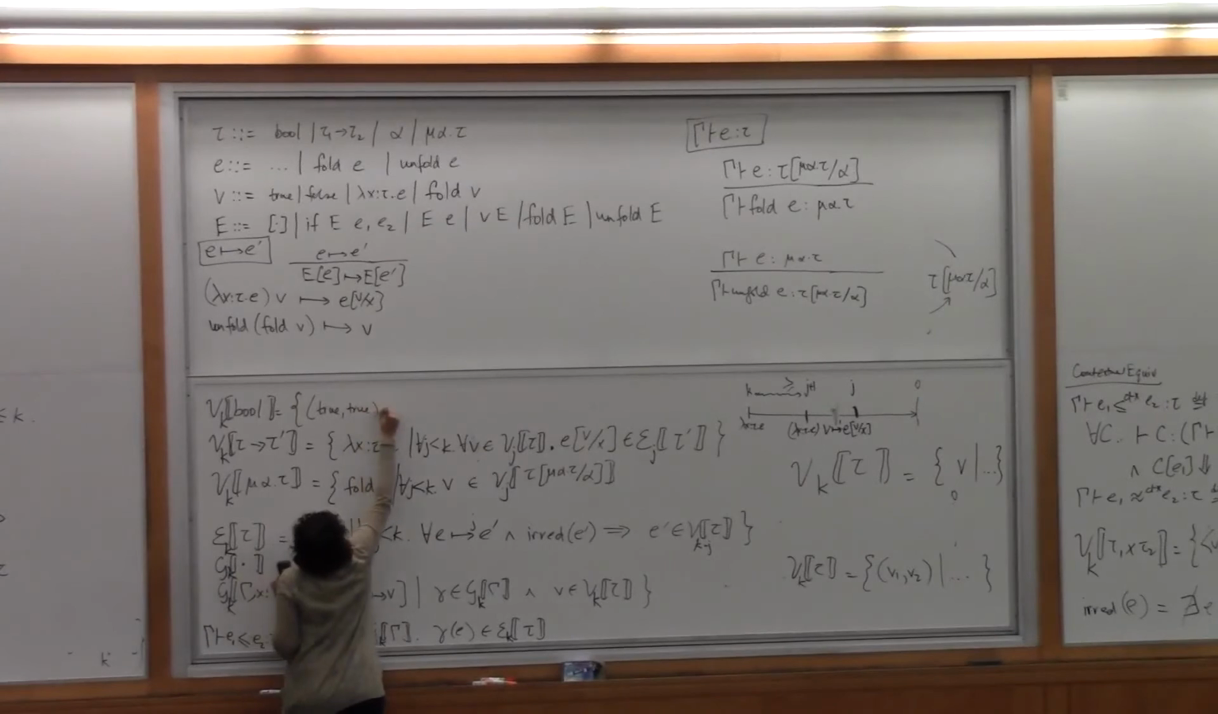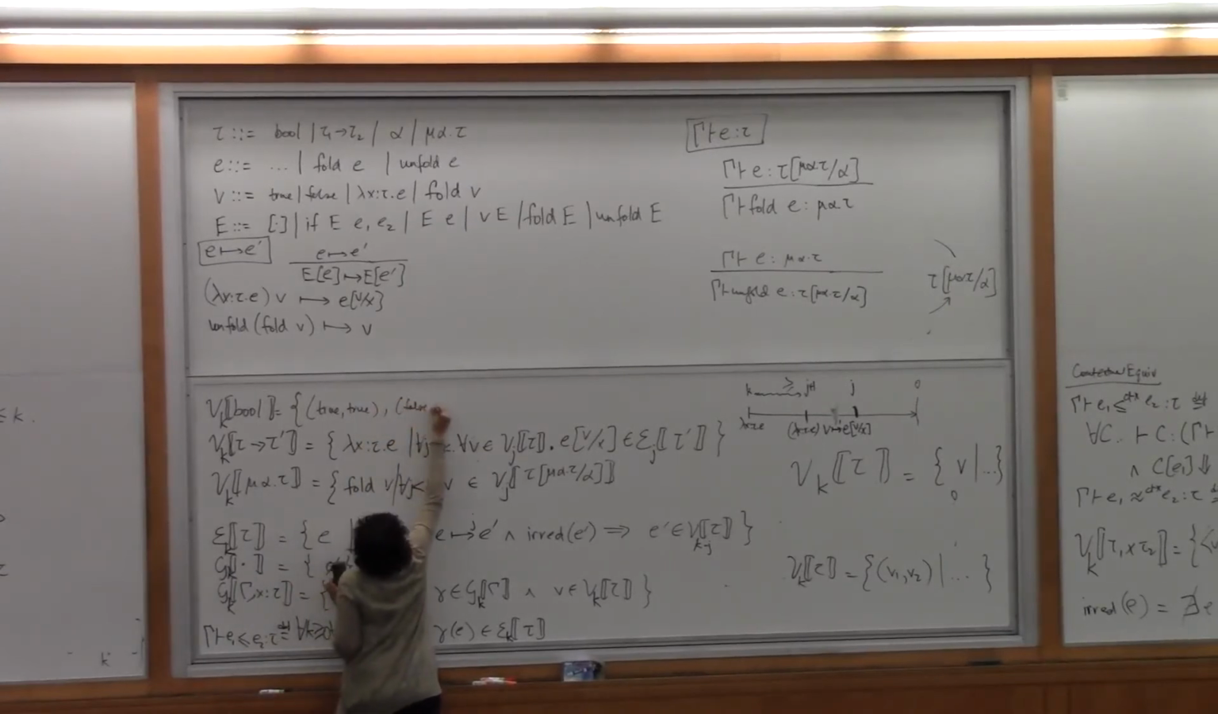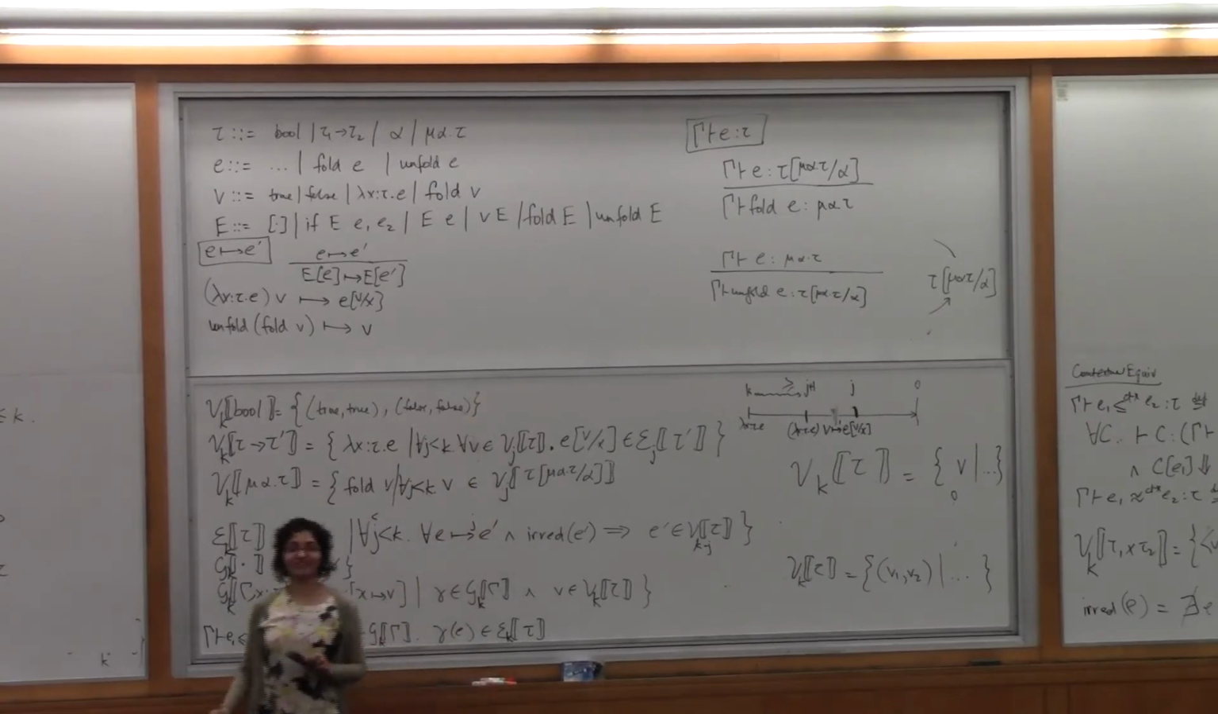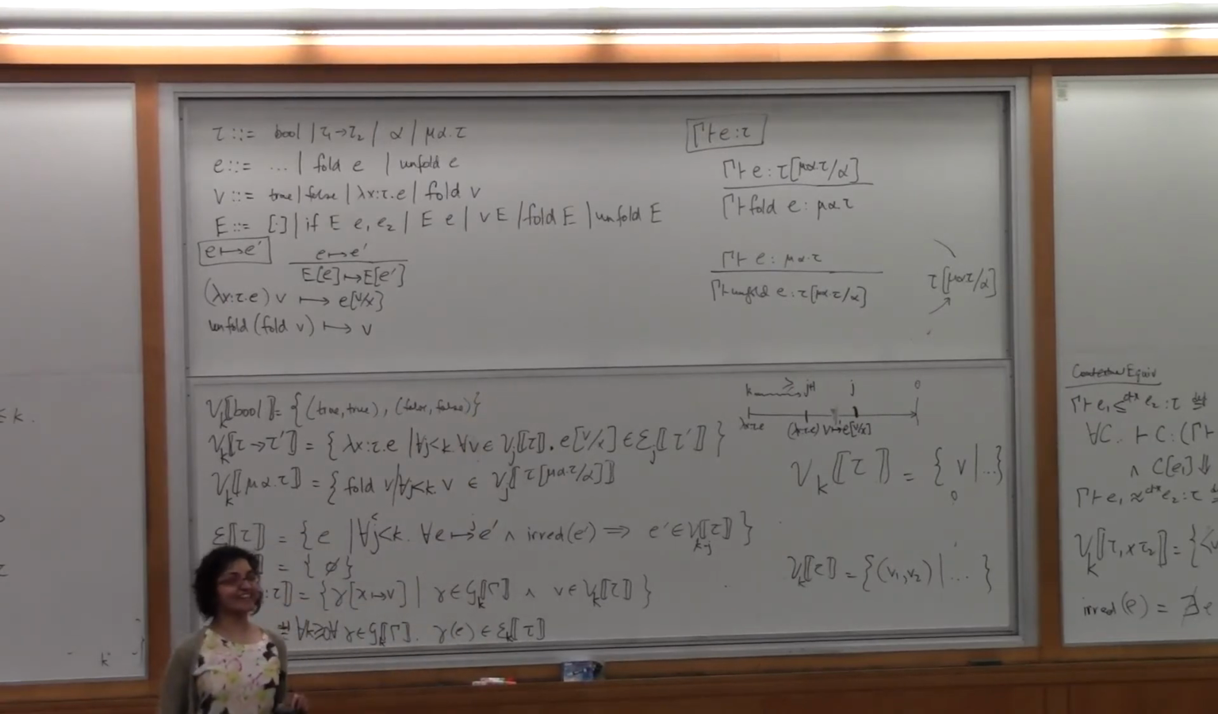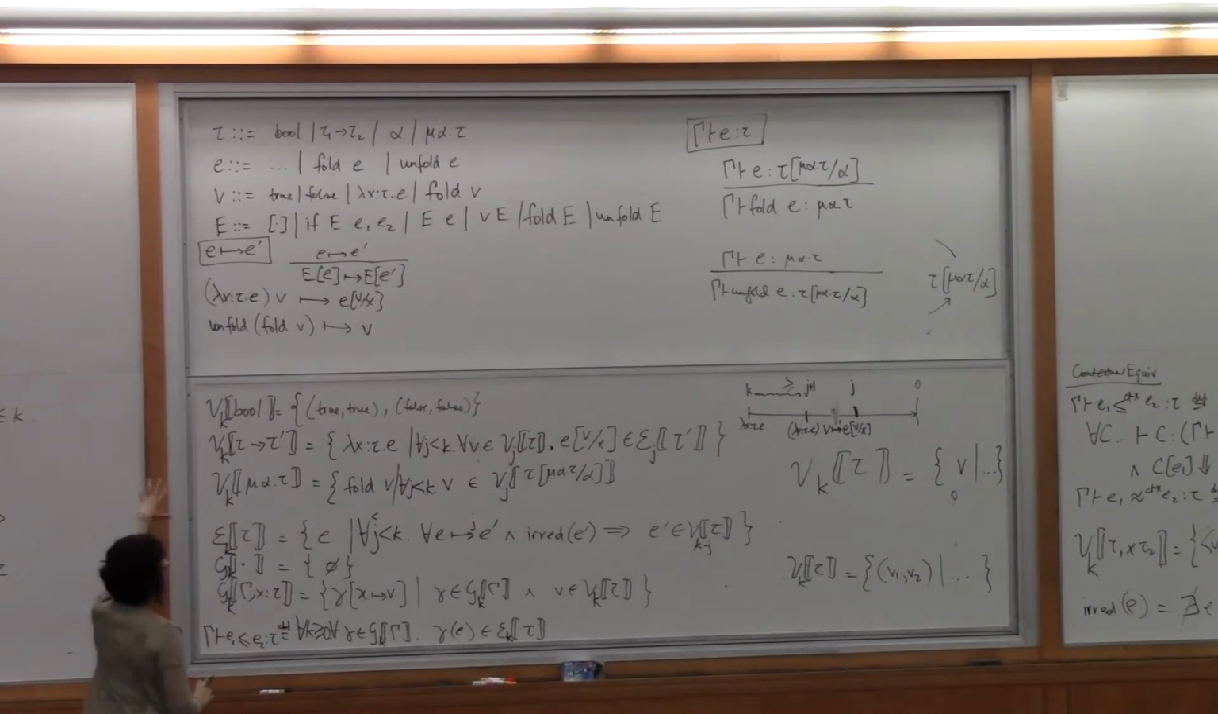True is related to true, false is related to false. Right? We really don't want true to be related to false or vice versa. Okay, so that's easy. That captures our notion of equivalence for our base case.